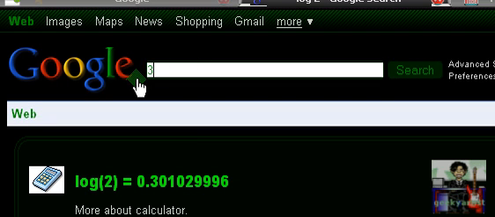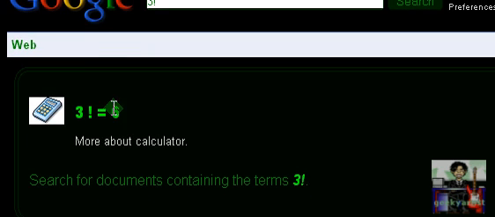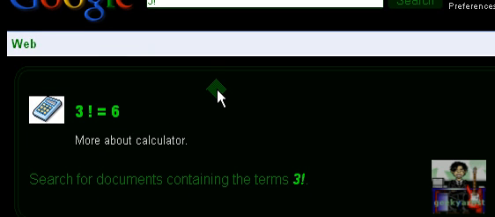So let's say I want to get 3 factorial. This will just return me the value of 3 times 2 times 1. So it should be 6. And there's your answer. It is 6.